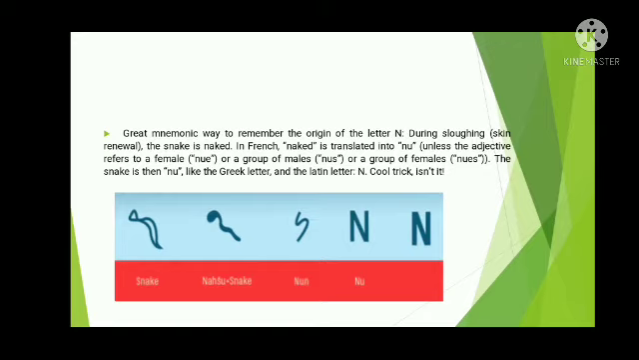So as you can see here, for the first image of the development of our letter N, we have a drawing or the image of a snake. It turns into a Nahash, snake, in Nun, and a nu, that is the translation in the Greek alphabet, and it evolved into the Old and New Roman alphabet that we have today, the modern letter N.